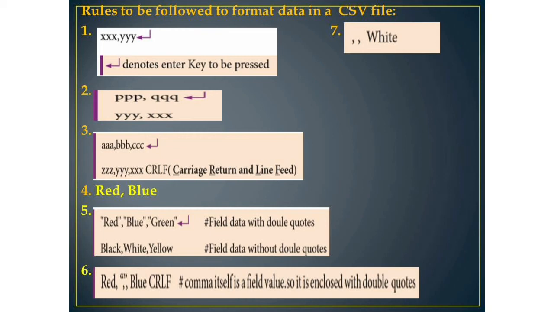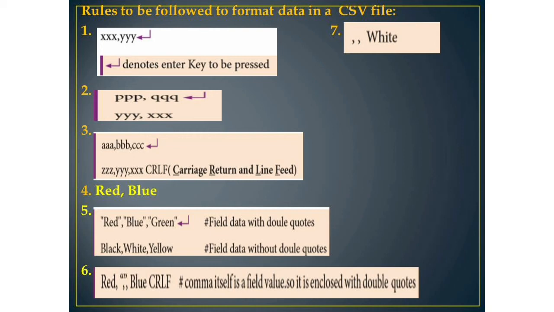Okay, if you want to display any comma or a new line, or suppose you want to display double quotes, you have to enclose that particular character within double quotes. And the seventh one: if double quotes are used to enclose fields, then a double quote appearing inside a field must be preceded with another double quote.